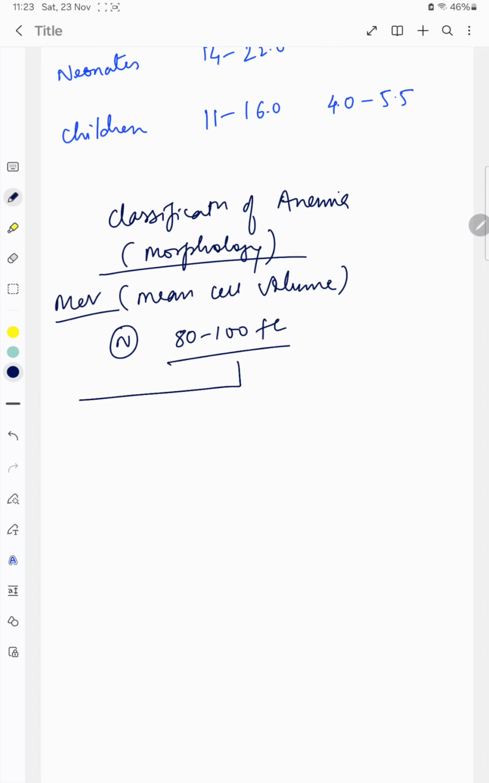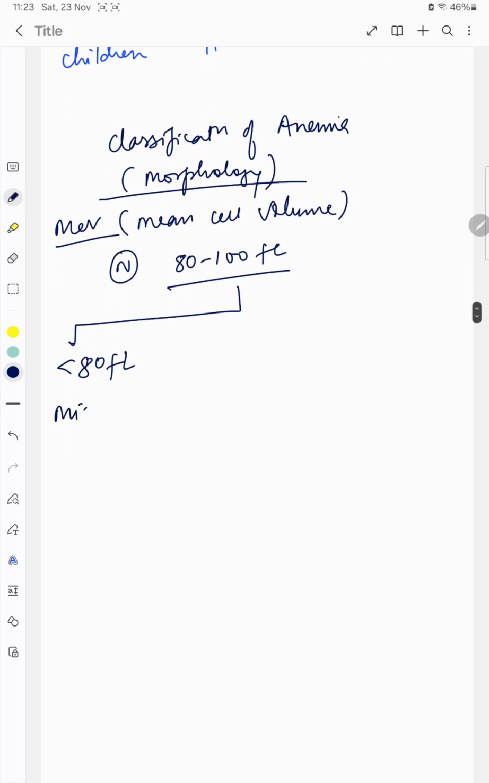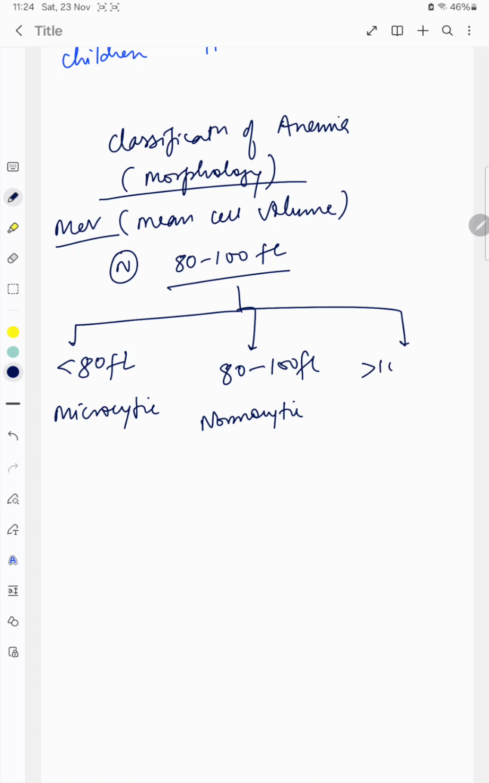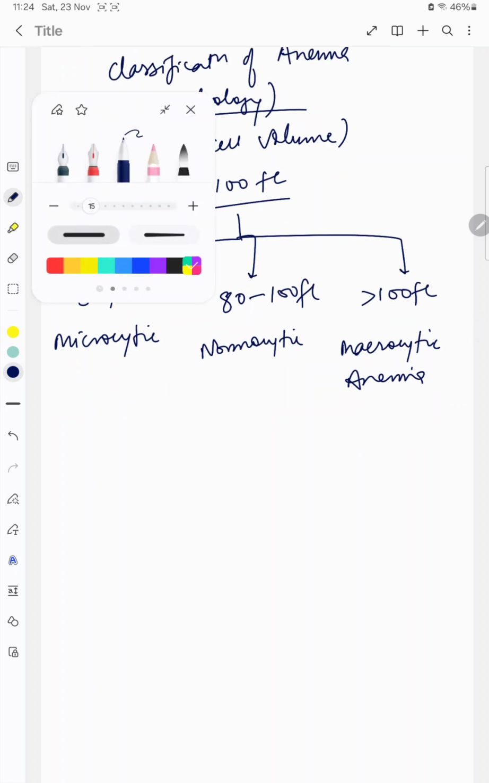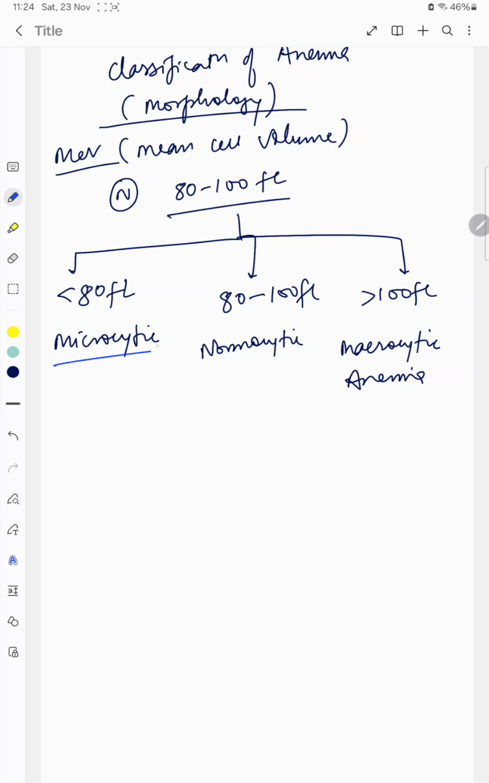So if MCV is below 80 femtoliter it is known as microcytic hypochromic anemia. If MCV is between 80 to 100 femtoliter, the condition is known as normocytic normochromic anemia. And if the MCV is more than 100 femtoliter, the condition is known as macrocytic anemia. So now we'll discuss the common examples under all these three categories.